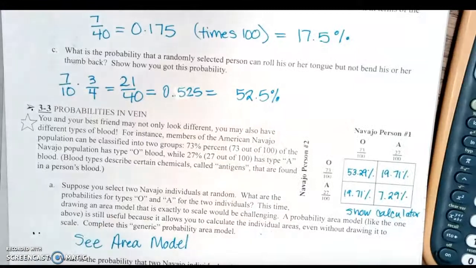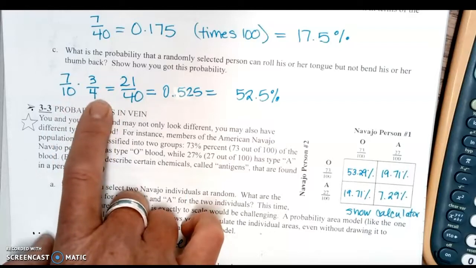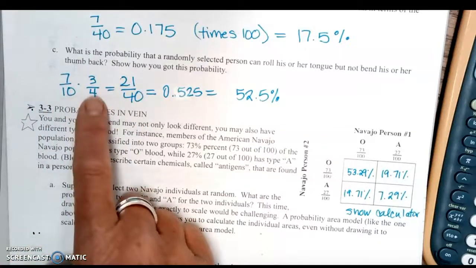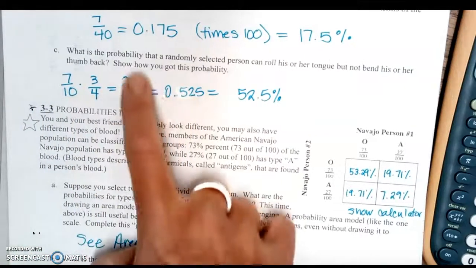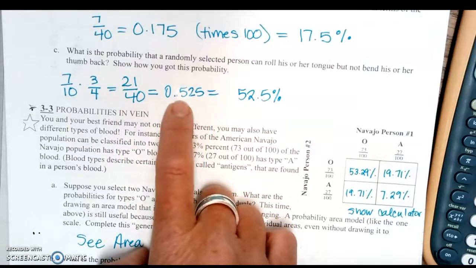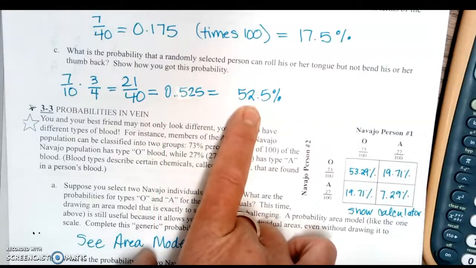Part C says, what is the probability that a randomly selected person can roll his or her tongue but not bend his or her thumb back? Show how you got this probability. So we're going to take the 7/10. We're going to multiply it by the 3/4. 7 times 3 is 21. 10 times 4 is 40. Punch 21 divided by 40 in the calculator. You're going to get this decimal. Then you're going to multiply by 100, and it's going to be 52.5%.